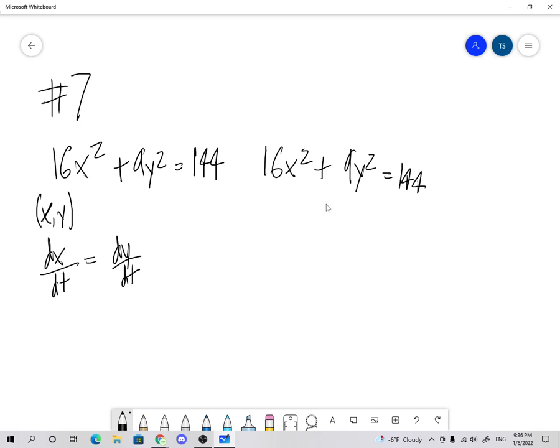And first, I'm going to implicitly differentiate. So I'm going to carry the 2. That's going to be 32x, multiplying the inside, dx dt, plus 18 dy dt. Hold on, I'm missing something. I'm missing a y: 18y dy dt equals 0 because it's a constant.